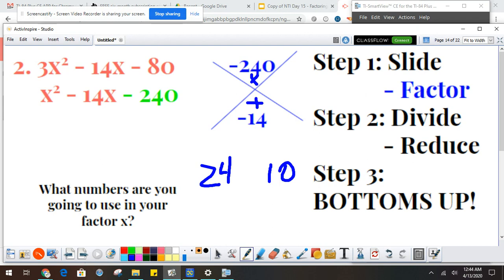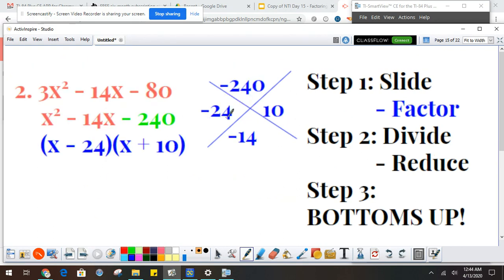That means one of these has to be negative. -24 times 10 or 24 times -10 in order to get what I actually have, which is -240. So I look at these two pairs, and the pair that adds together to get my -14 is the top pair. The bottom pair is out, and I'm going to use the negative 24 and the 10 for the sides of my factor x. Then I'm going to take this minus 24 and write it in x minus 24. I'm going to take this positive 10, x plus 10.